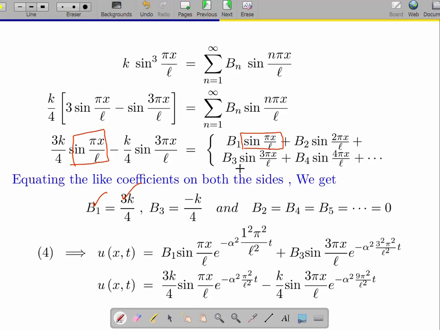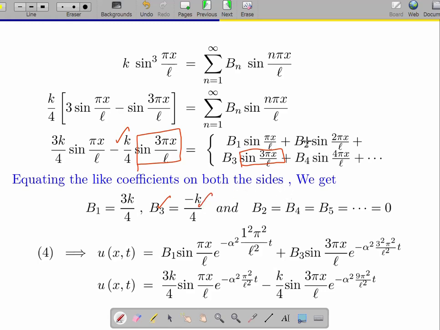So sine 3 pi x by L, we go to equating the coefficient of sine 3 pi x by L. Here the coefficient is nothing but b3 on my left hand side. So the coefficient of sine 3 pi x by L is minus k by 4. Therefore, b3 is nothing but minus k by 4.